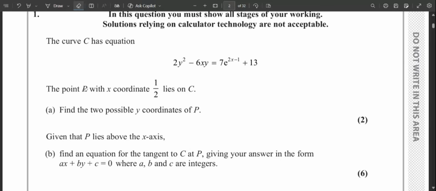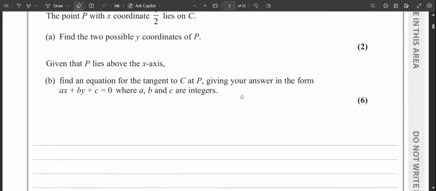We know that point P lies on our curve C. What this means is that the coordinates of P satisfy our equation. This means that we can substitute the value of the x coordinate, which is half, in our equation, and when we find out the value of y from this, we will essentially be finding out the y coordinates of P. So let us solve this.